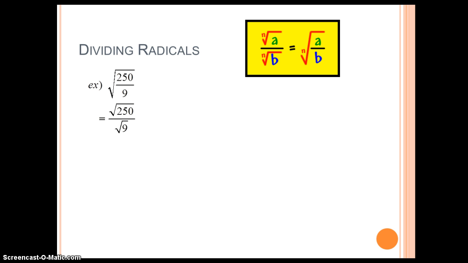Dividing radicals is just slightly different. When we divide a radical, we actually want to break the radical up into 2 smaller pieces. So we're going to say the square root of 250 over 9 is the same as the square root of 250 over the square root of 9, because now we can take and simplify each of these radicals separately.